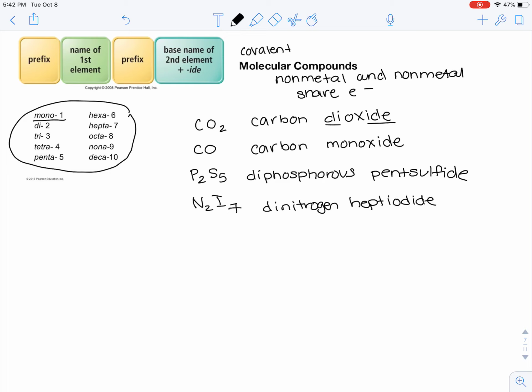So the difference here is you're indicating with the prefix how many you have as subscripts, how many of each of the nonmetals that you have. You're not looking at the charges, you're looking at how many of the electrons are being shared because of the nonmetal elements being bonded together.